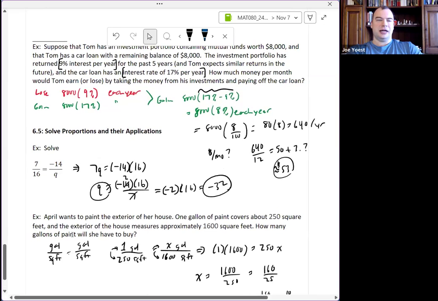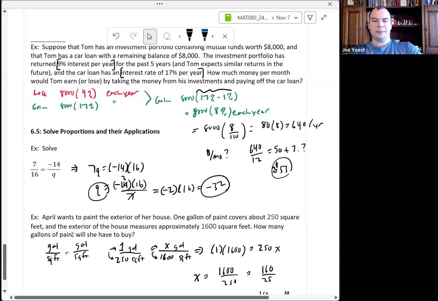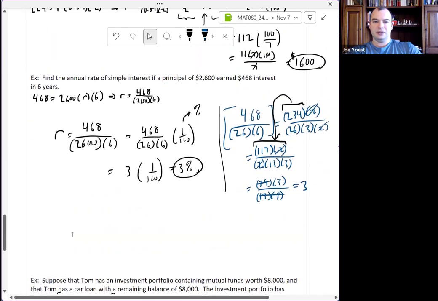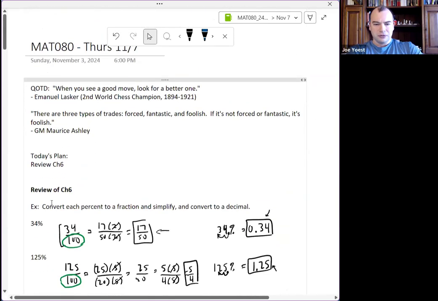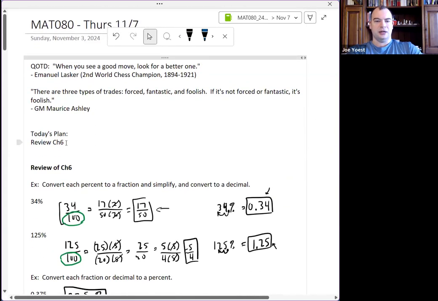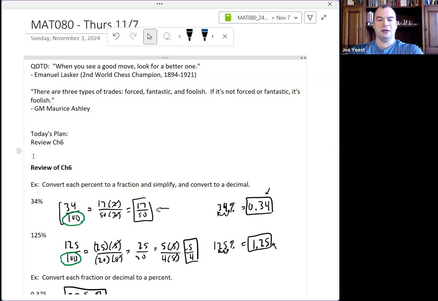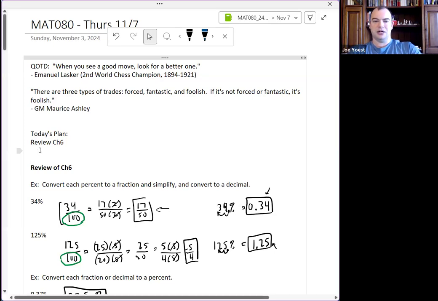Any questions on these last three or anything from today? All right, so hopefully that was a good review of a lot of the tools and techniques, as well as applications and word problems. We ran into a lot of word problems in this chapter, and I know that's something that folks sometimes like to see a couple of times to get comfortable with. So hopefully this gave you another opportunity to look over some of that.